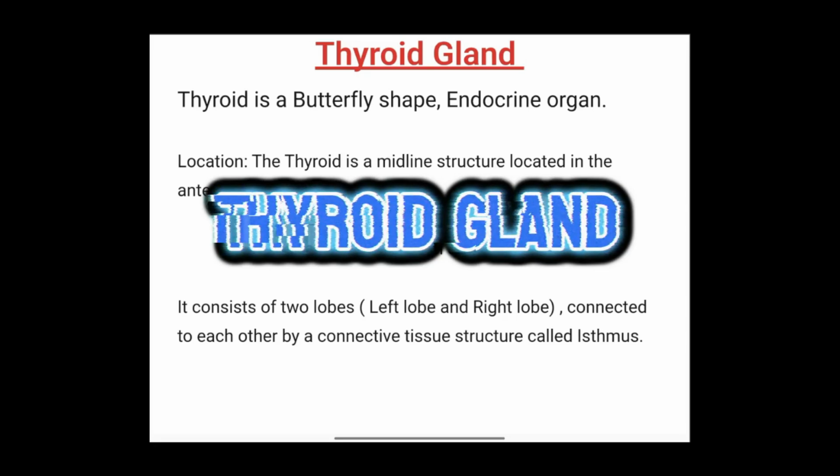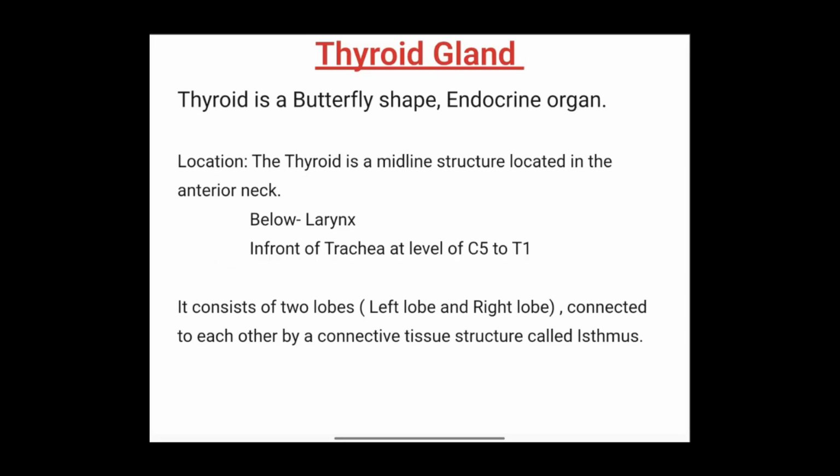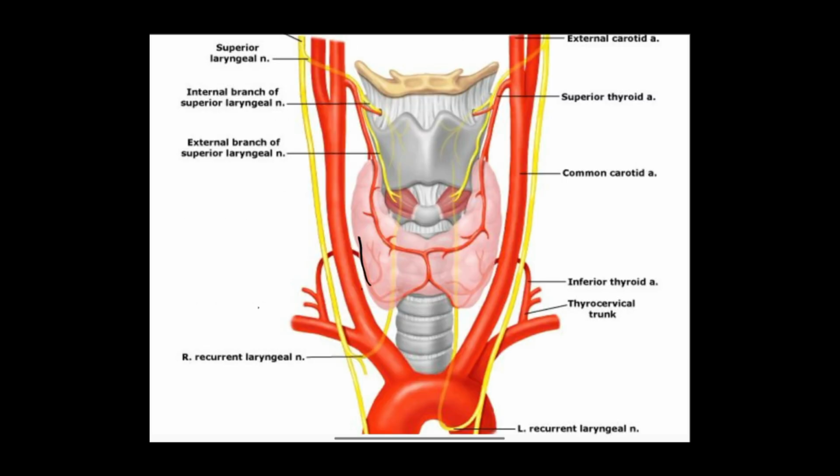Let's learn about the thyroid gland. The thyroid gland is a butterfly-shaped endocrine organ. As you know, it's located in the midline below the larynx and in front of the trachea at the level of C5 to T1. It consists of two lobes, left lobe and right lobe, connected to each other by a connective tissue called isthmus. This is the thyroid gland.